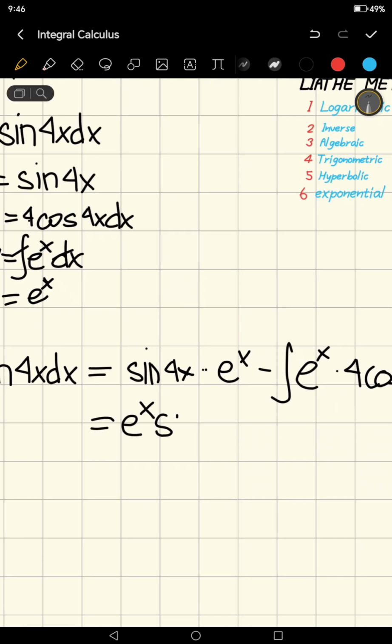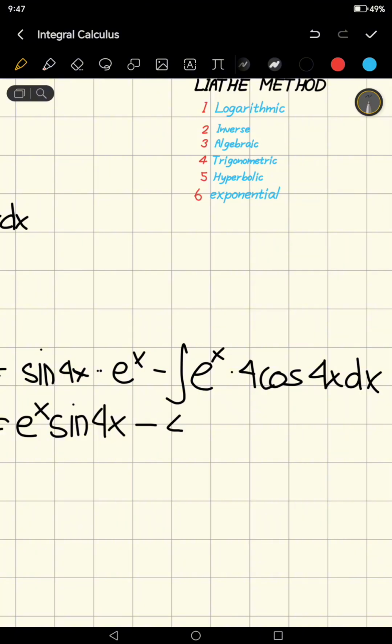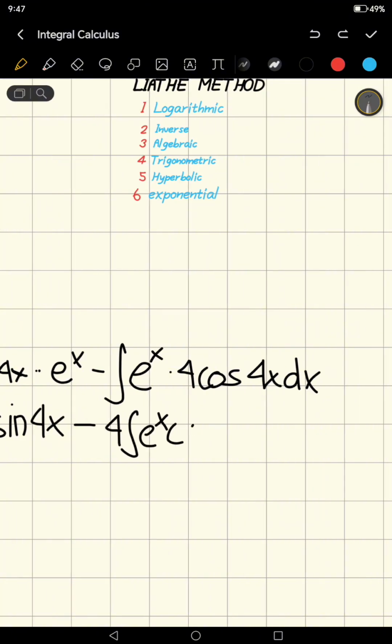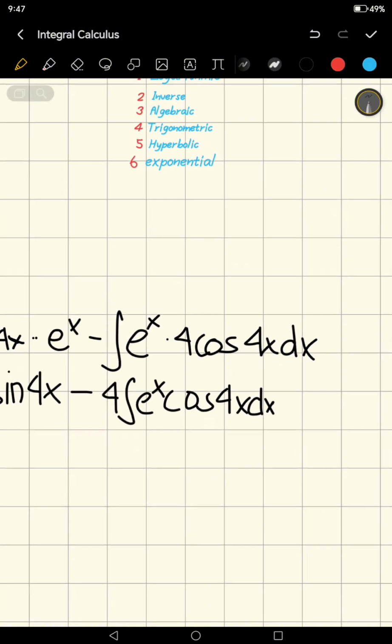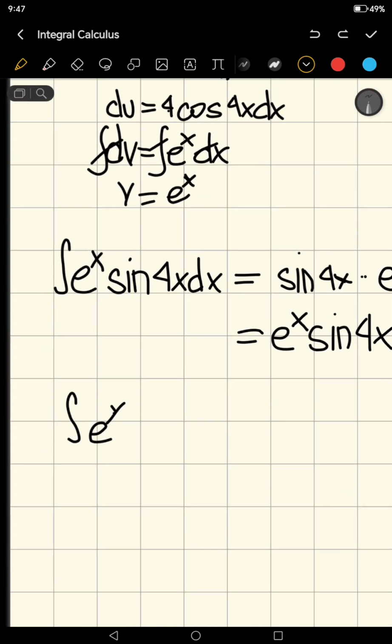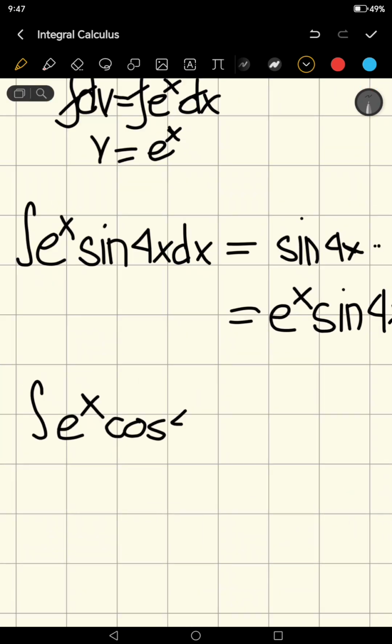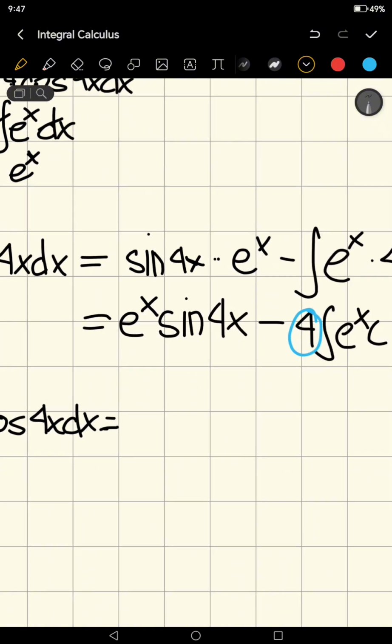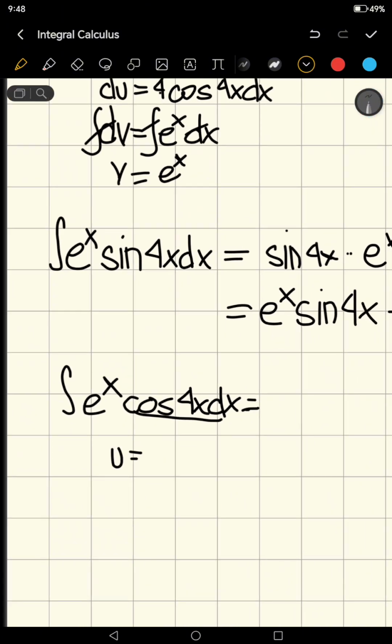Okay, arrange lang muna natin. Then let's factor out the constant 4 at the integral of e raised to x times 4 cosine 4x dx. Constant rule lang yan. Okay, set aside muna ulit natin yung constant 4, then let's try first solving the e raised to x of cosine 4x dx since hindi pa siya integrable.